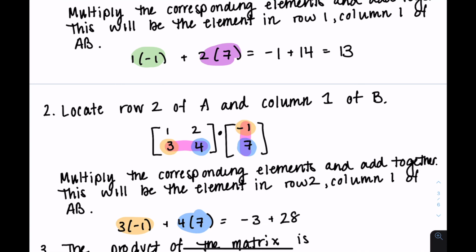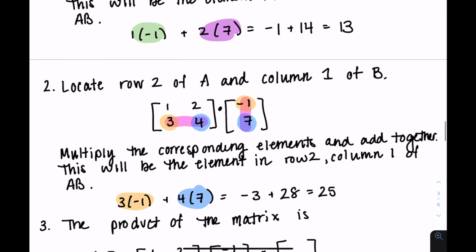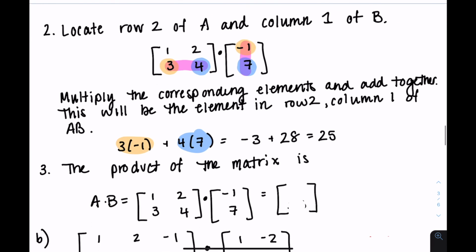So this is going to give us negative 3 plus 28, which is 25. So the product of these matrices then is, I took this first row, first column, and when I multiplied those, I got 13. When we took the second row, first column, multiplied those together, we got positive 25. So this is our resulting 2 by 1 matrix.